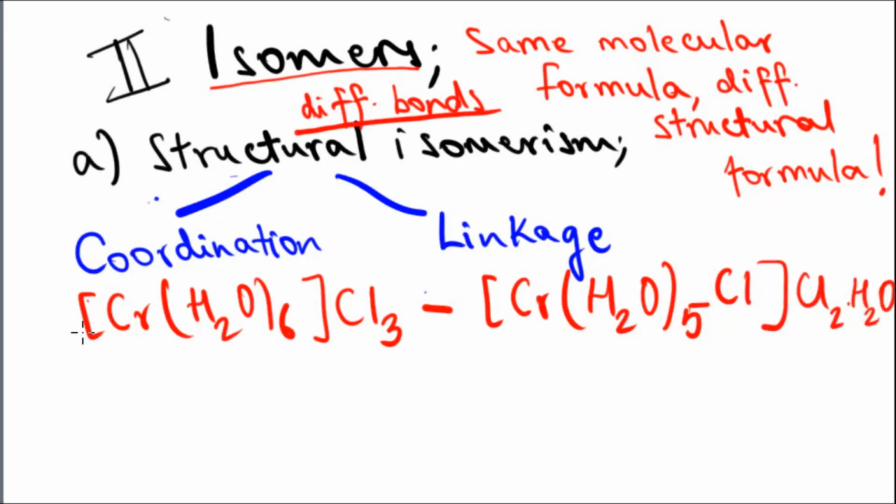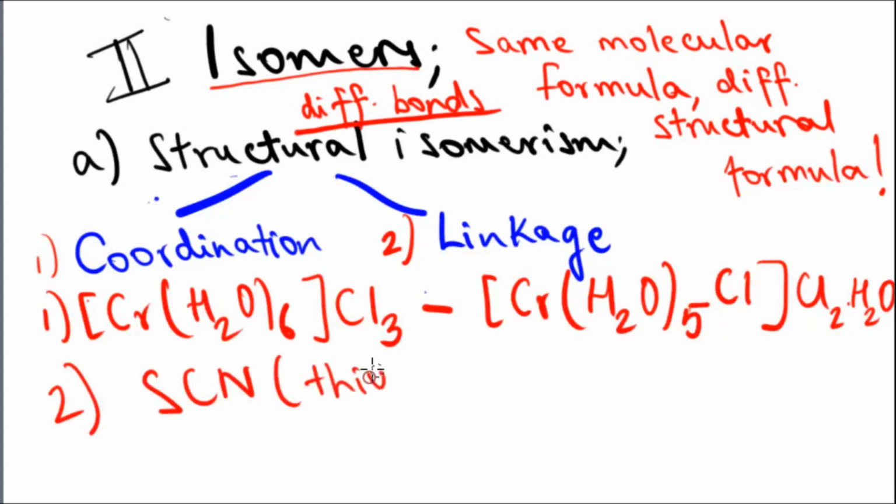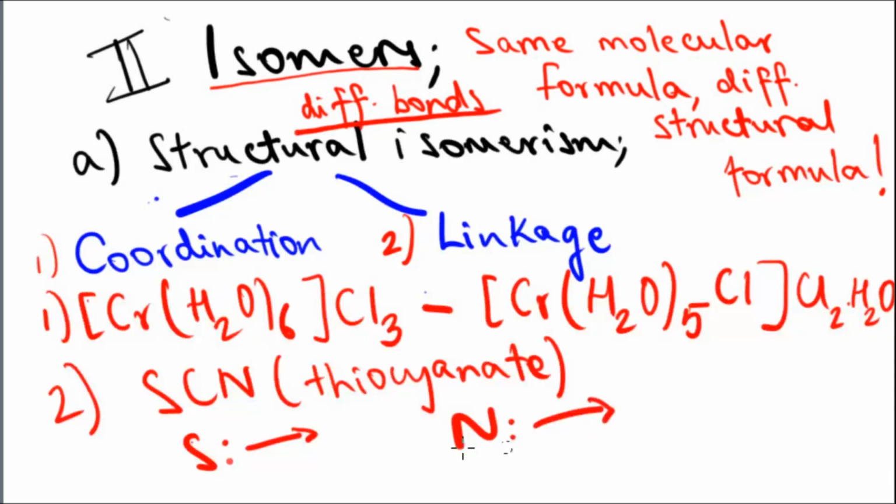Then we have linkage isomerism. Let's take, for example, thiocyanate, SCN. Linkage isomerism is when one element in the molecule reacts with the central metal ion. It can either be S, sulfur, or it can be N, nitrogen, because both of them have a lone pair of electrons to donate to form a dative covalent bond.